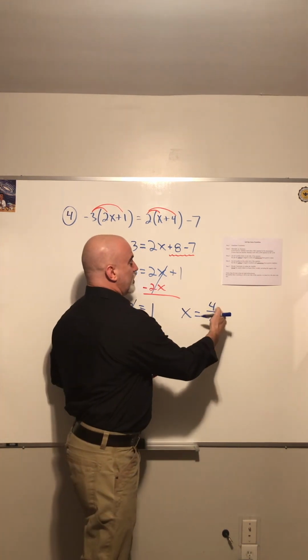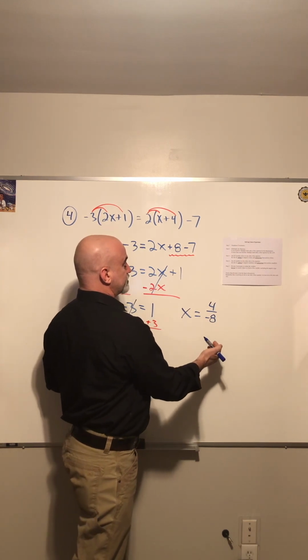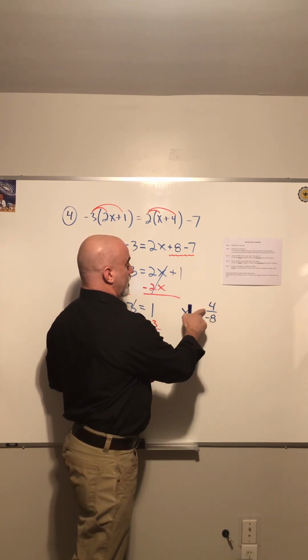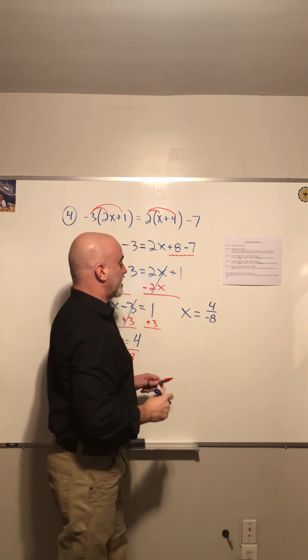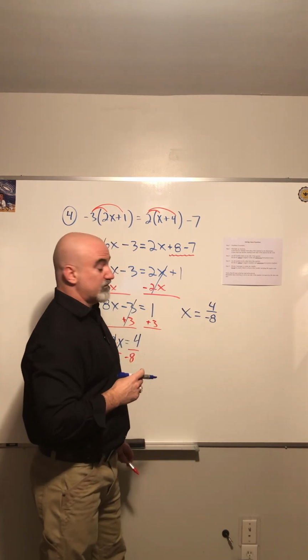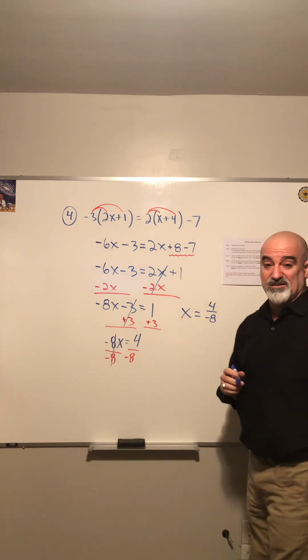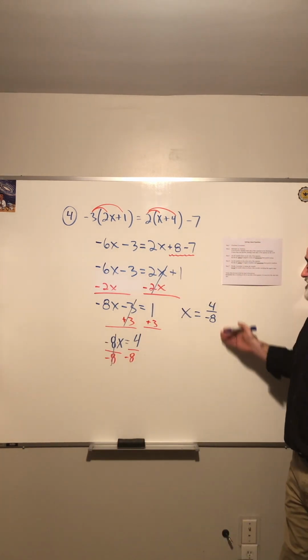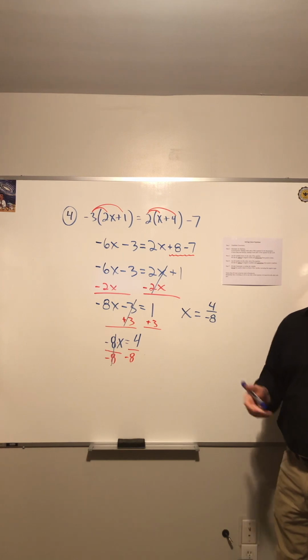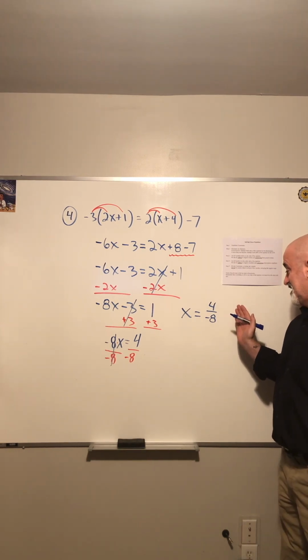It doesn't matter where we put the negative sign. We could put it with the 4, in front of the whole fraction, or with the 8, it doesn't matter. But 4 over 8, you guys would never leave an answer like that, right? 4 over 8. We always want to reduce these.